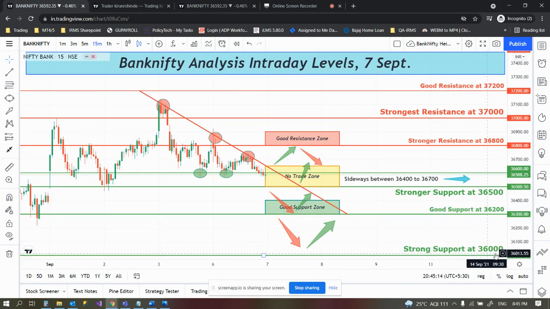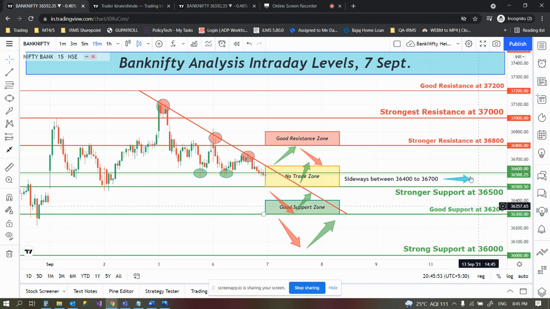So let us first see what are the strong resistance and support levels. At the bottom, 36,000 is the strong support. A stronger support is at 36,500 compared to these two levels. 36,500 is a stronger support level. The strongest resistance is at 37,000. We have seen from this point as well that the market once touched this level and reversed. Second, it tried to break this level but could not sustain, and we saw a downfall. Next, the stronger resistance is at 36,800.